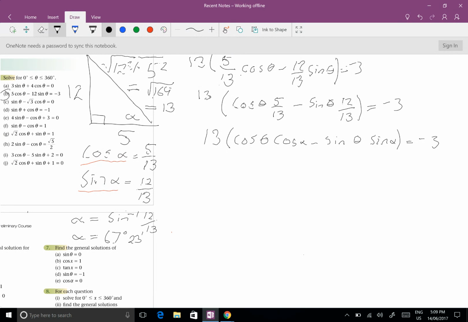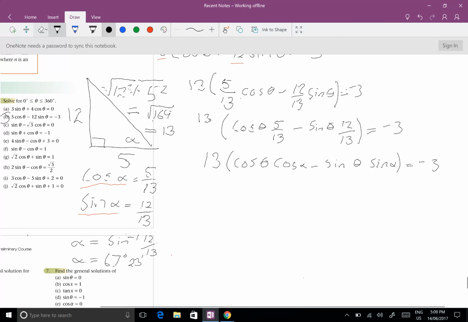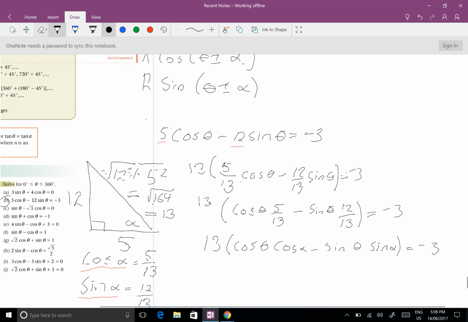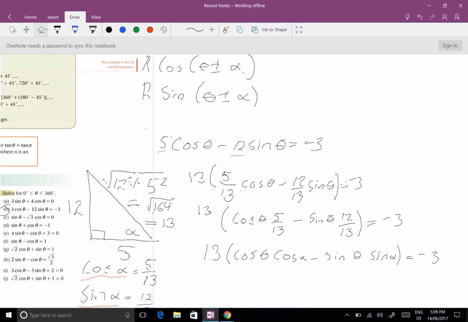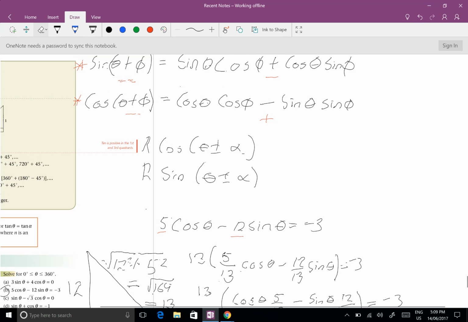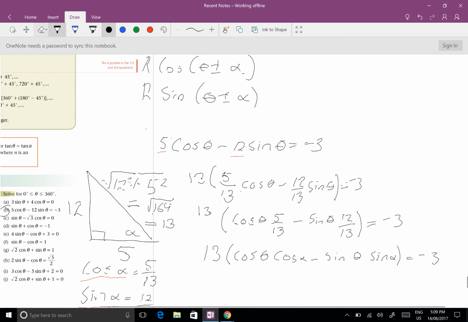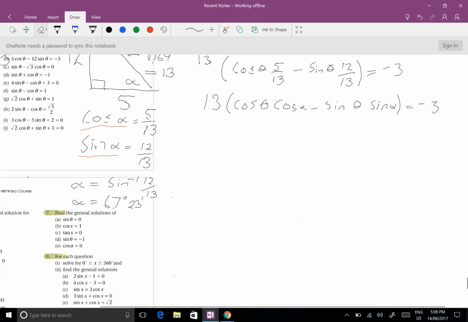Now, we haven't changed anything. We've just rewritten it. But this is really good now, because if we look back, we can write all this in terms of cos, look up here, cos, and here we're looking at cos theta plus phi, or in this case, cos theta plus alpha. So we've got the 13, and we can write that as cos theta plus alpha equals -3.